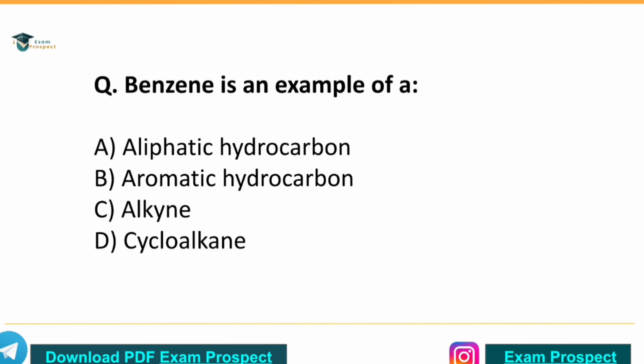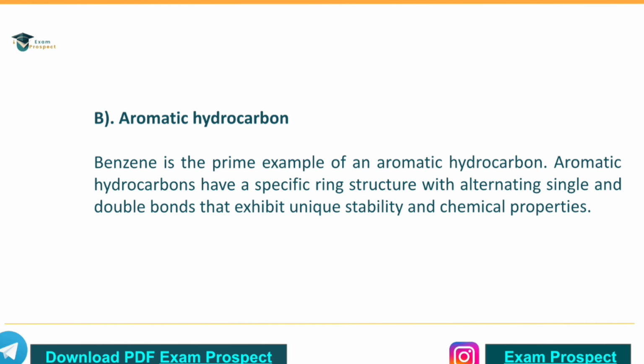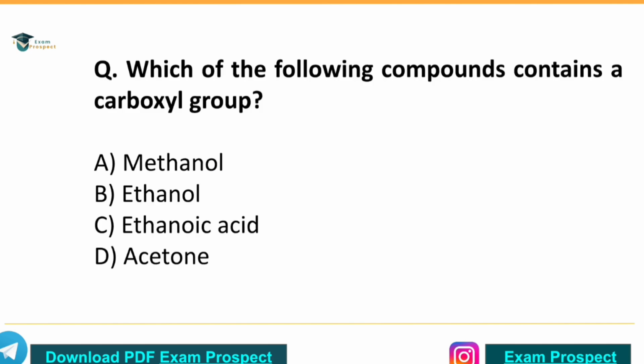Next question, benzene is an example of a? The correct answer is option B, aromatic hydrocarbon. Benzene is a prime example of an aromatic hydrocarbon. Aromatic hydrocarbons have a specific ring structure with alternating single and double bonds that exhibit unique stability and chemical properties.